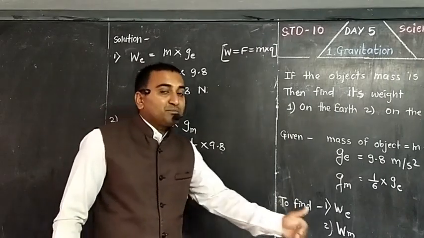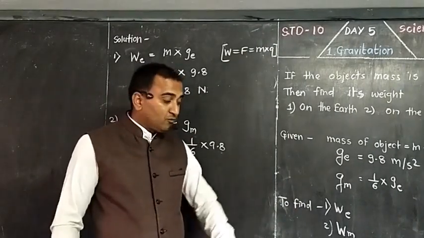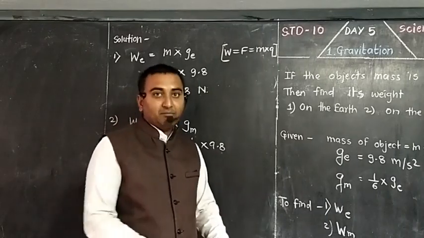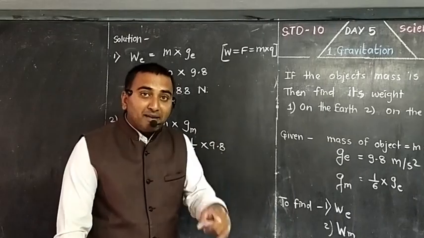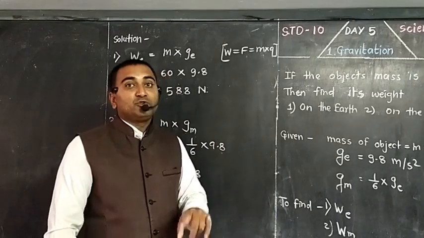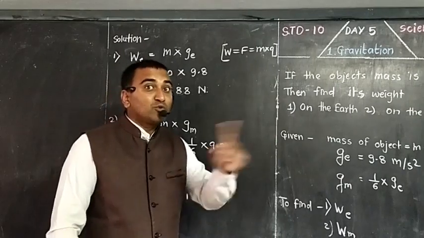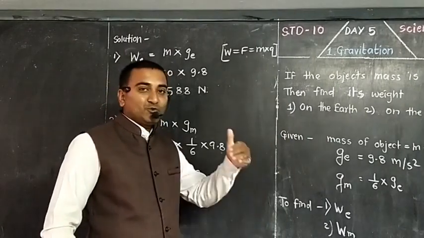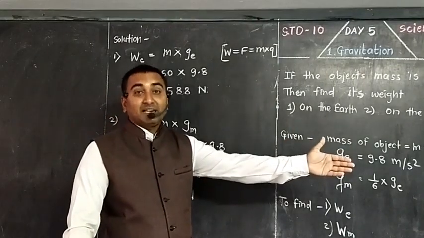Suppose I am jumping here by exerting little force, 1 feet. By this jump, I am covering the distance of 1 feet. By applying the same force, if you jump on the Moon, then definitely 6 times more distance you will cover. So with the same force, you will cover 6 feet distance. So that is the difference.